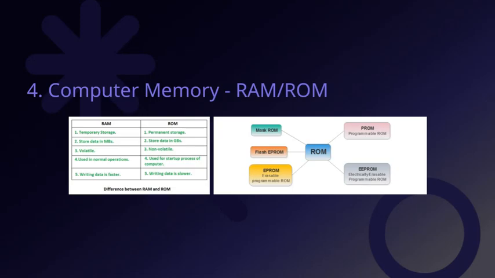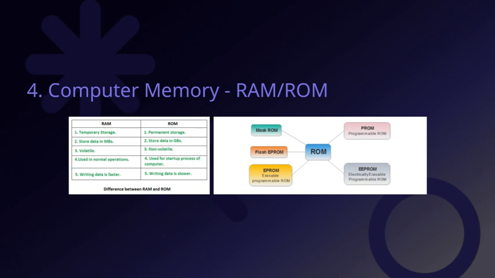Let's talk about computer memory. Specifically, RAM and ROM. RAM, or random access memory, is like the computer's short-term memory. It temporarily stores data that the CPU needs to access quickly while you're working on tasks. The more RAM you have, the more applications you can run smoothly at the same time.